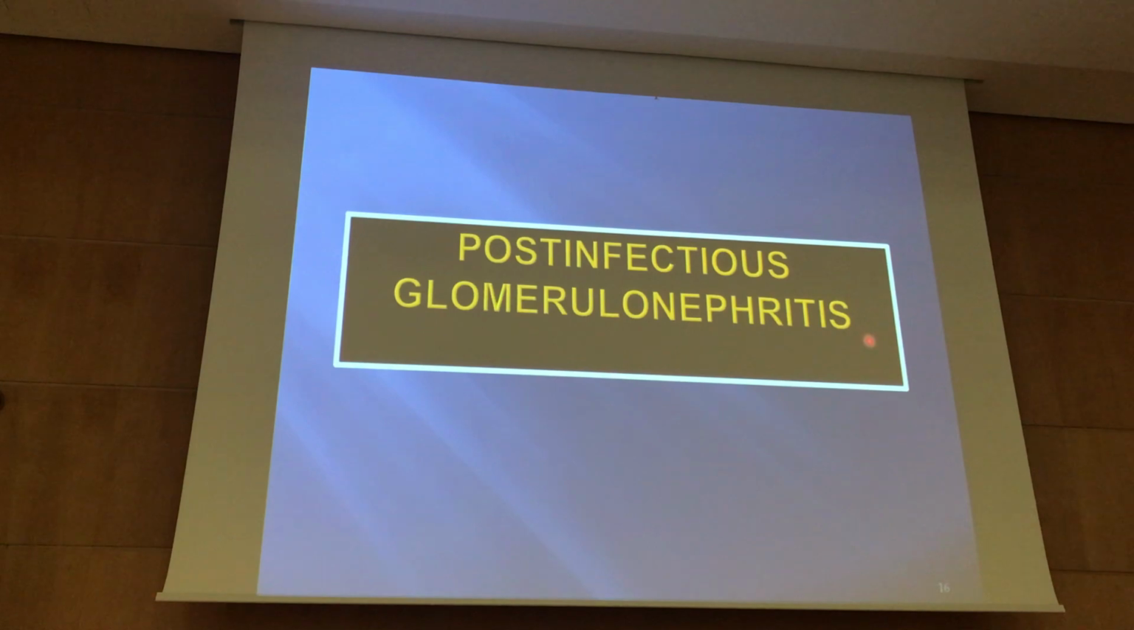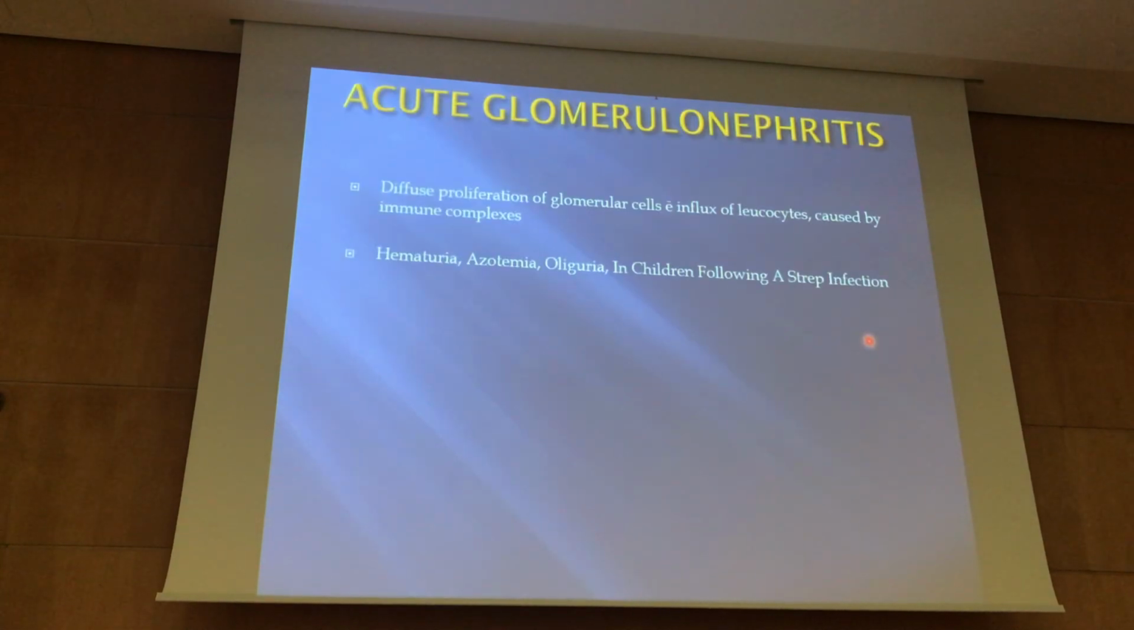When we were students like you, we were supposed to know that it is only post-streptococcal which causes this. But now it is clear that it is not only post-streptococcal, there are other organisms which can cause the same thing. But we will take post-streptococcal as a prototype. We will discuss the whole thing, and at the end we will see the different organisms. So in this one we have a diffuse proliferation of the glomerular cells.